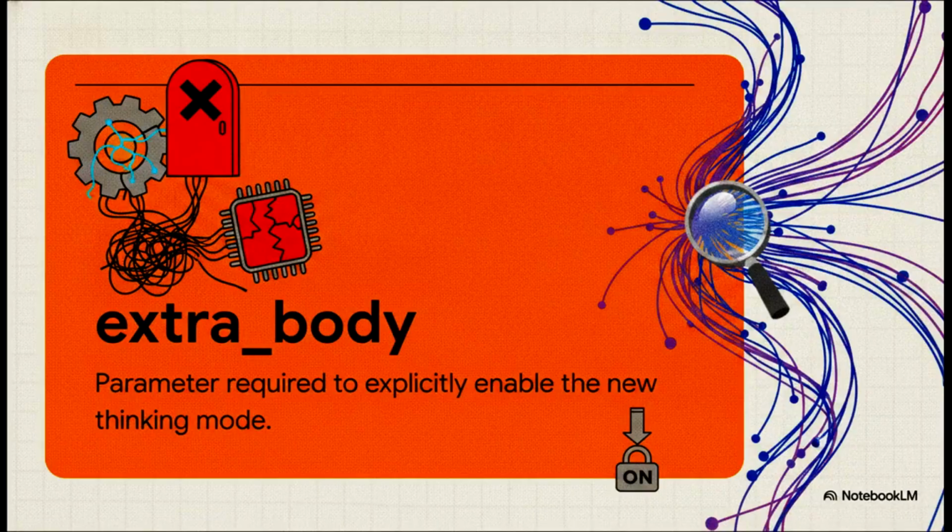Oh, and here is a massive trap you absolutely need to avoid. If you just go in and rename your model to V4-Flash without explicitly defining this extra_body parameter, you will silently strip away all the reasoning and chain of thought processing from your app. The API won't even throw an error. It will just return a response completely missing the deep reasoning your application depends on. You have to use the extra_body parameter to explicitly turn on thinking mode.